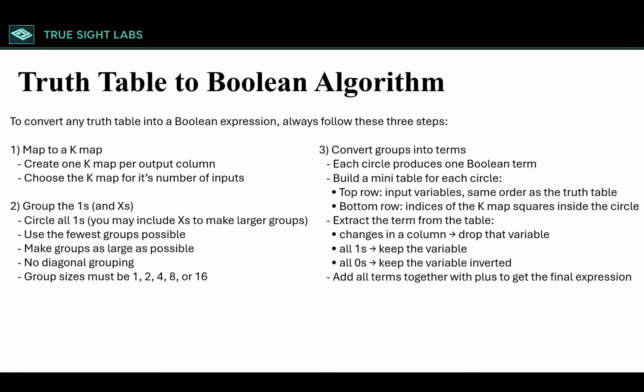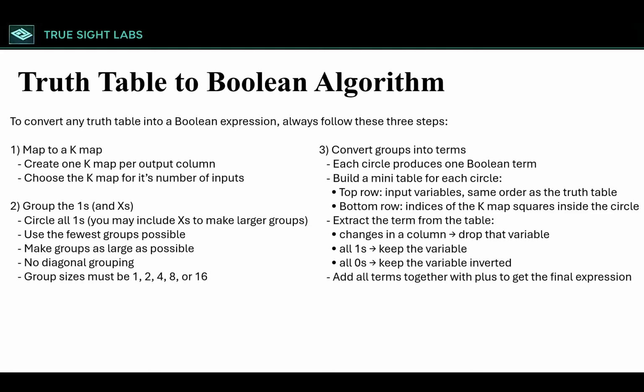Now it's time to learn how to convert any truth table into a Boolean expression. The important thing to understand is that this process always follows the same 3 steps, no matter how many inputs the table has. Those 3 steps are listed on the slide. First, we map the truth table into a K-map. Second, we group the 1s and X's in the largest, cleanest way possible. Third, we translate each group into a term, then combine the terms to get the final expression.